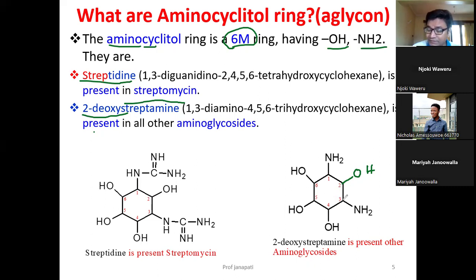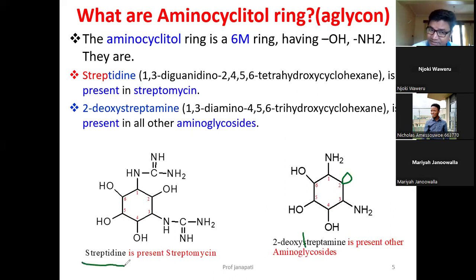But our drugs don't consist of this ring. That's why we placed only 2-deoxystreptamine. 2-deoxy: there is no hydroxyl group at the second position. That's why the name is 2-deoxystreptamine. This aglycone portion is present in all aminoglycosides.